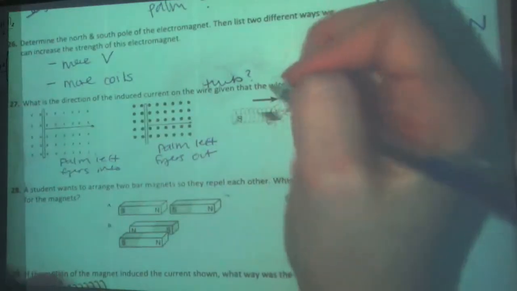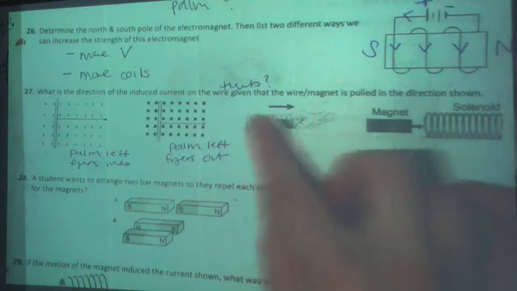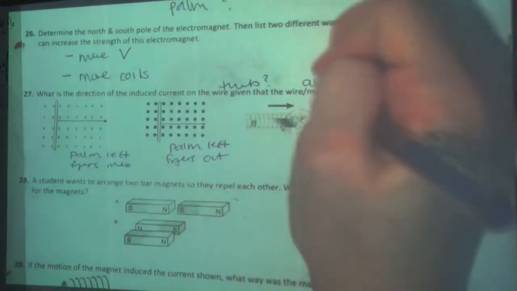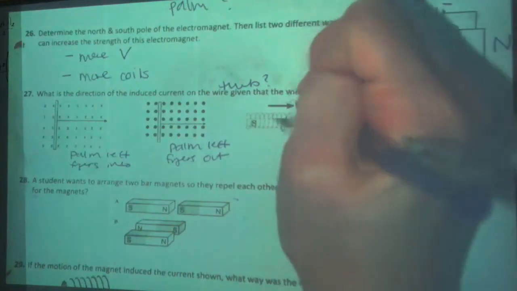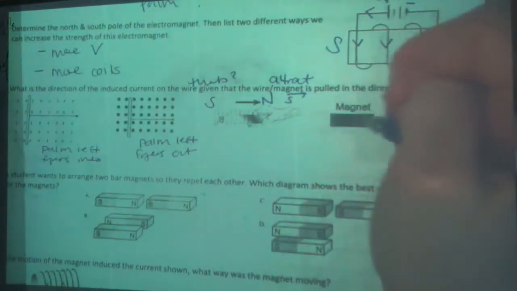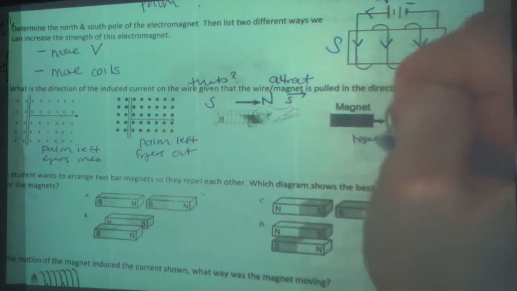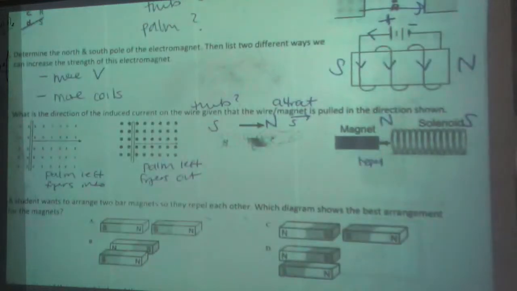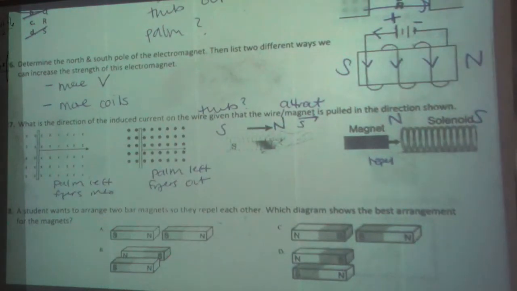This one isn't a first right-hand rule because I'm talking about poles. So if a south pole is being pulled away, that's going to try and attract back, which means a north pole is going to be created here and a south right here. And then here, if I push a north pole in, that's going to try and repel, which is going to create a north pole here and a south pole here. And now it's just going through and doing my hand rule to find the direction of the current.